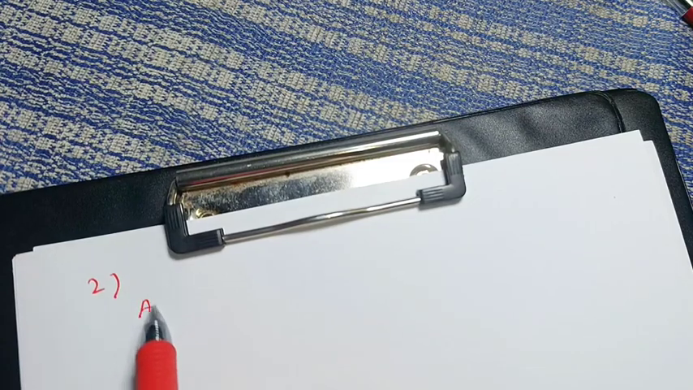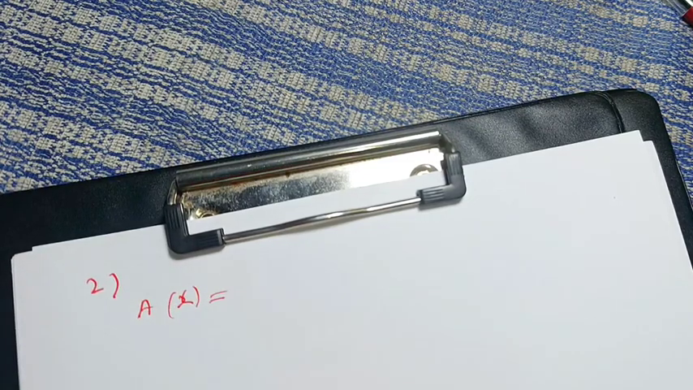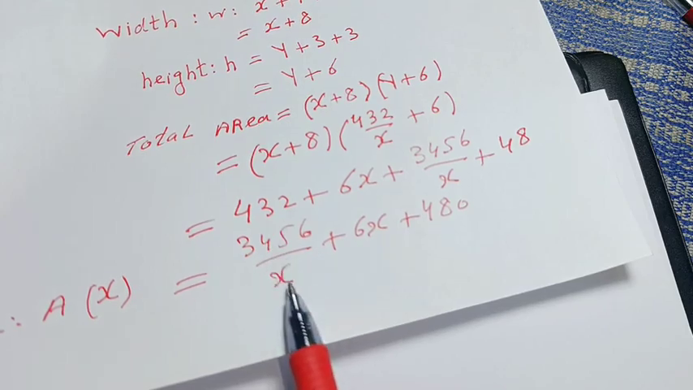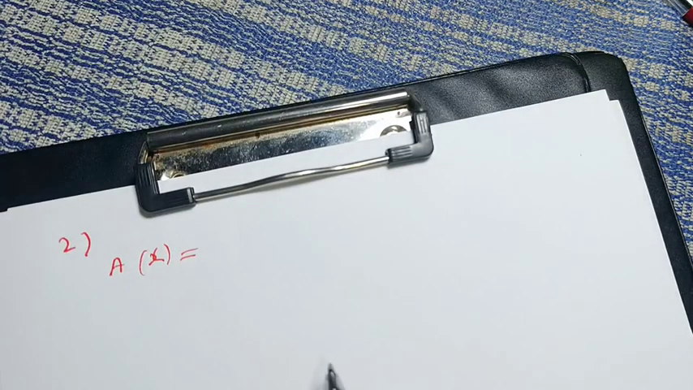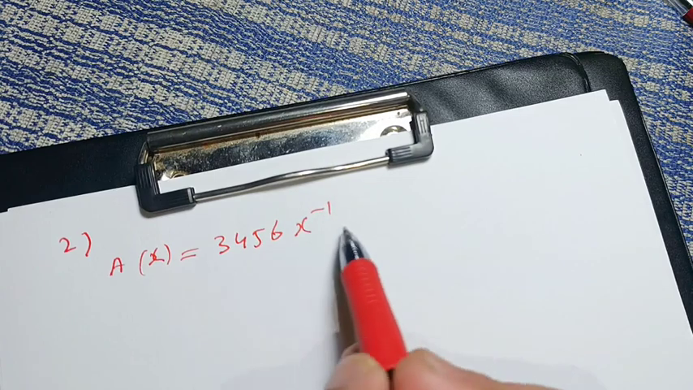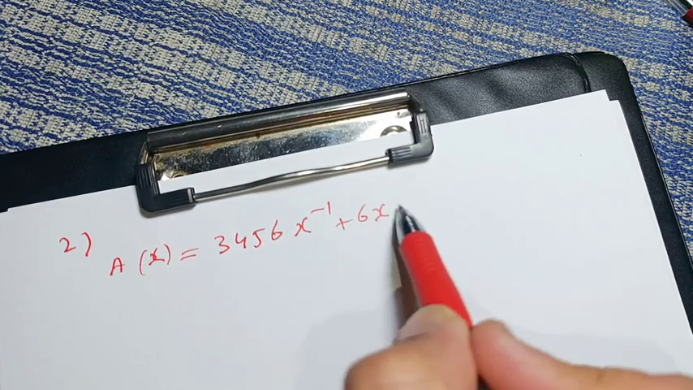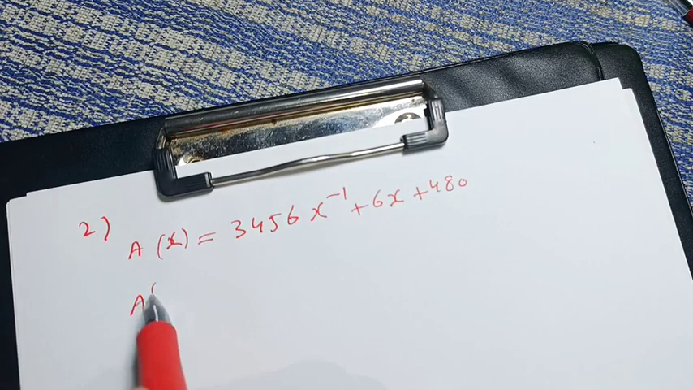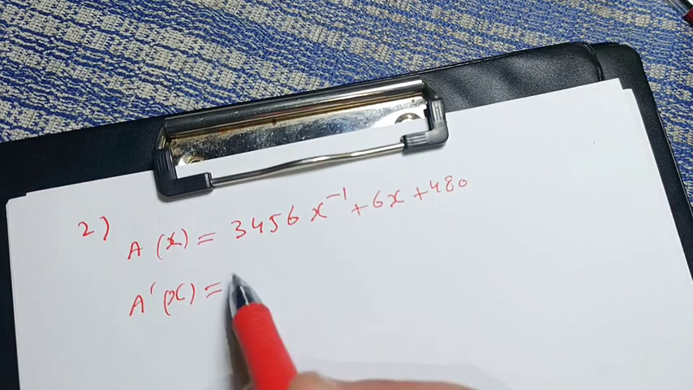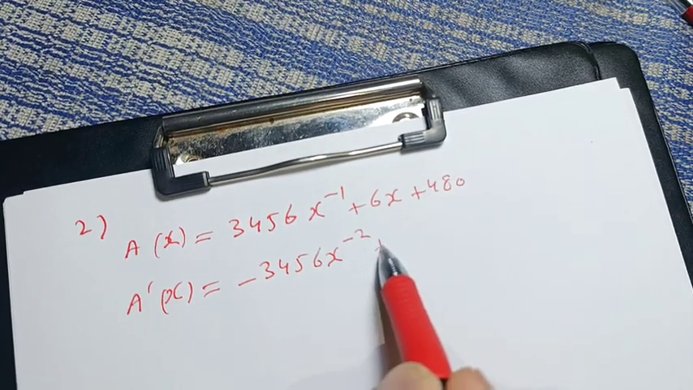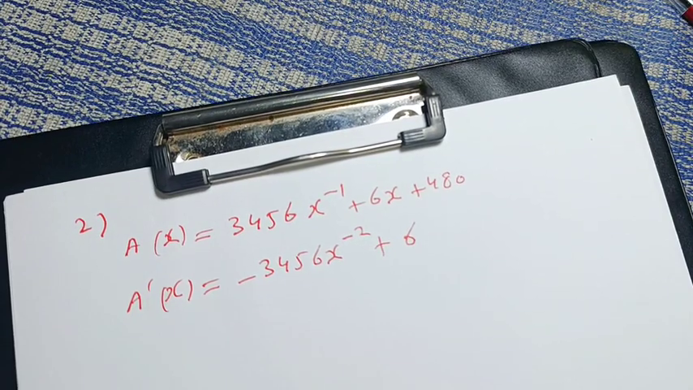So A of x is going to be, I'm going to rearrange, because we cannot apply the derivative if the x is in a fraction, I need to put x up, so it's going to be x to the negative 1. So 3456 x to the negative 1 plus 6x plus 480. Now I can apply the first derivative here. So it's going to be negative 3456 x to the negative 2 plus 6. This is my first derivative.